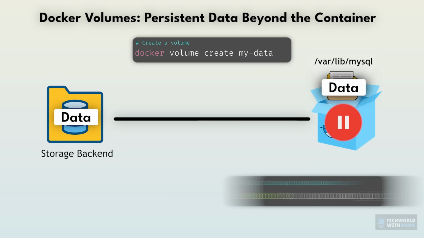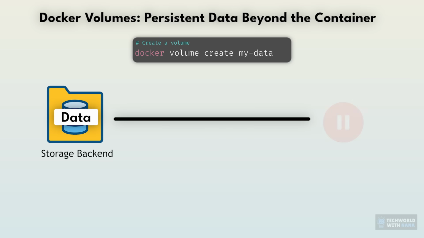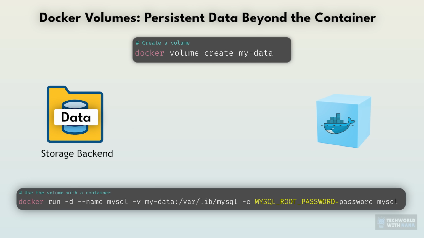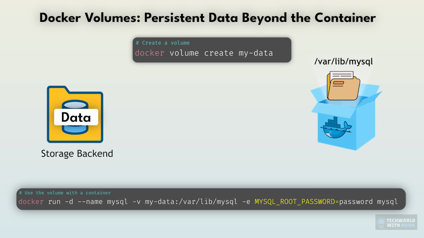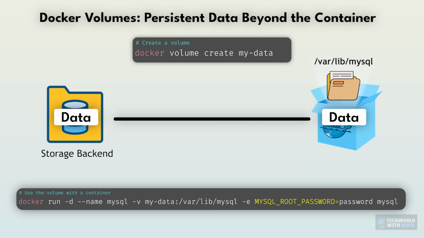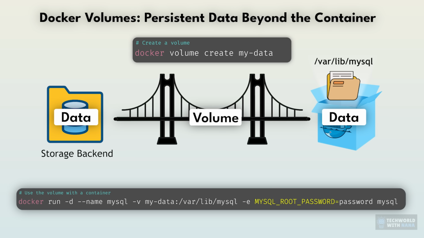Now, when your container stops and gets deleted, the data remains safely on the storage on the host machine. And now, when you start a new container, recreate that database container, we can connect that container to the same volume and it immediately has access to all the previously saved data. You can think of it as a persistent bridge between your temporary container and permanent storage on your host machine.